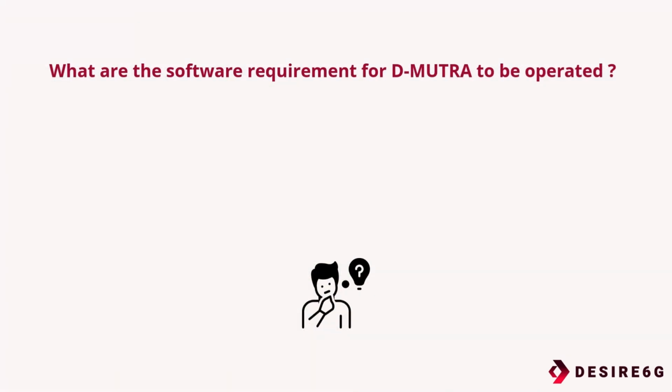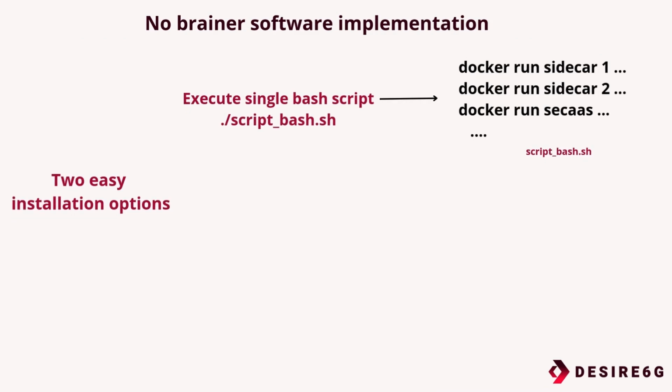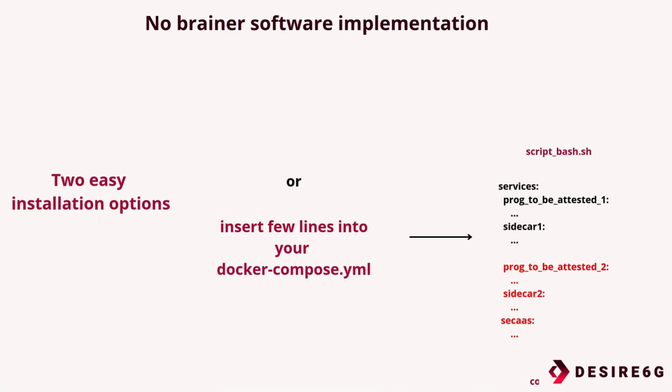What are the software requirements for DEMUTRA to be operated? You have two options. Either manually run a script to launch the sidecar containers and the SE-CAS as needed, or integrate the sidecars into the Docker stack by modifying the docker-compose.yml file.